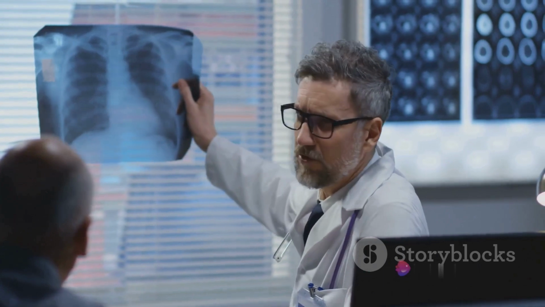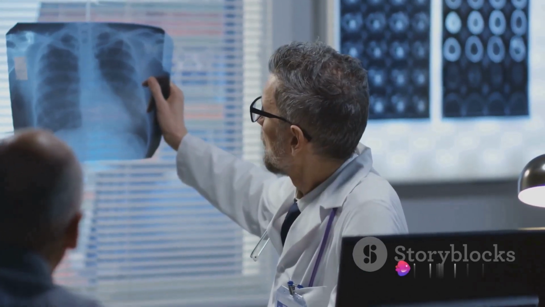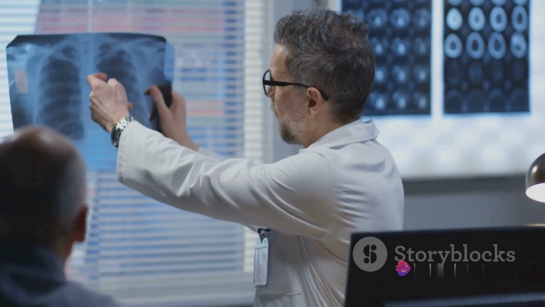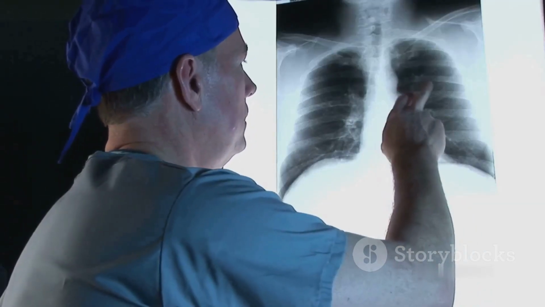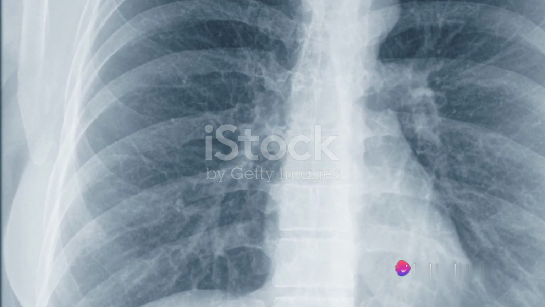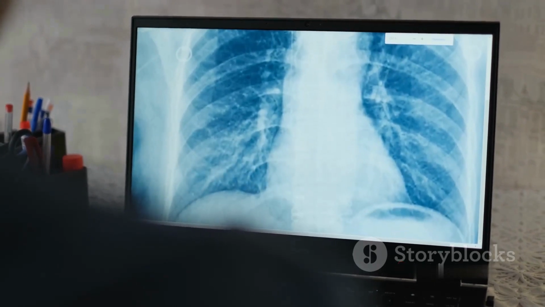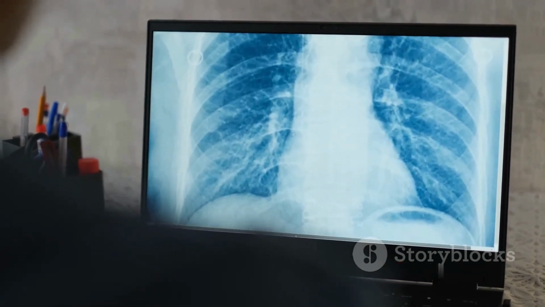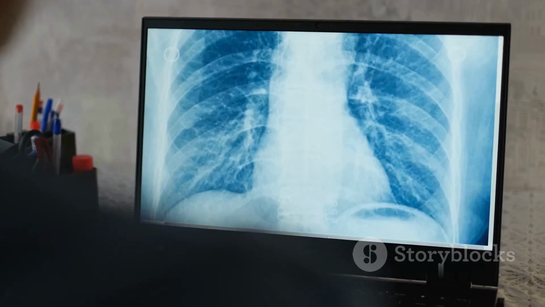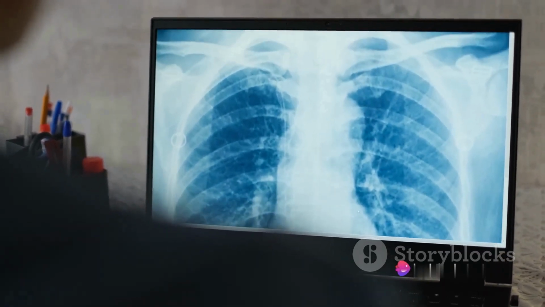Moving on, determine why the X-ray was requested. This context can guide your interpretation and help you focus on specific areas of interest. Remember, the reason may not be apparent from the X-ray film itself, so you might need to refer to the prescription or ask the patient directly. Finally, identify the view of the X-ray. The most common views are the posterior, anterior, and lateral views, which provide different perspectives of the chest. Each view can reveal different details, so it's important to know which one you're dealing with.